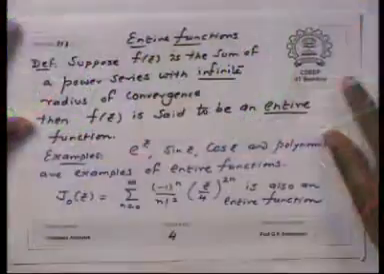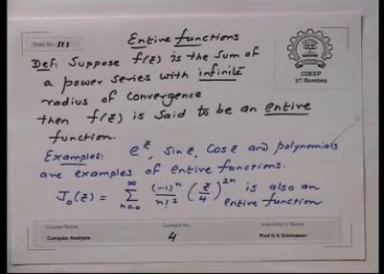The next thing is entire functions. What is an entire function? Suppose f(z) is a sum of a power series with infinite radius of convergence, then f(z) is said to be an entire function. Entire functions are those functions which have a power series expansion where the power series is valid over the entire complex plane. A polynomial is an entire function, e to the power z is an entire function, sin z is an entire function and cos z is an entire function.